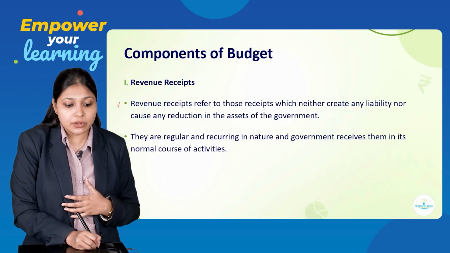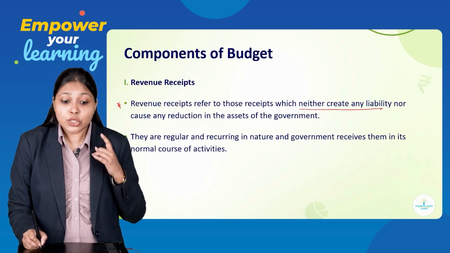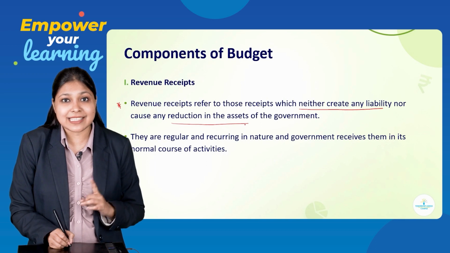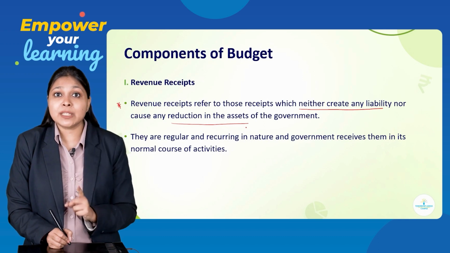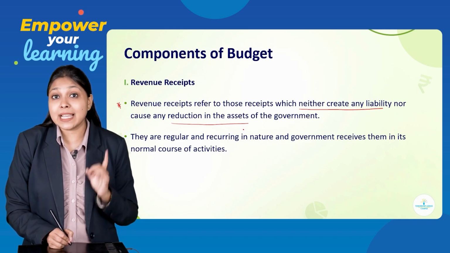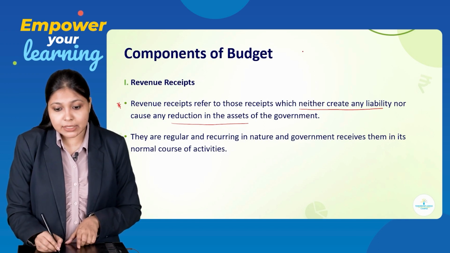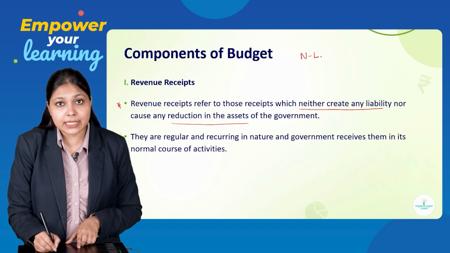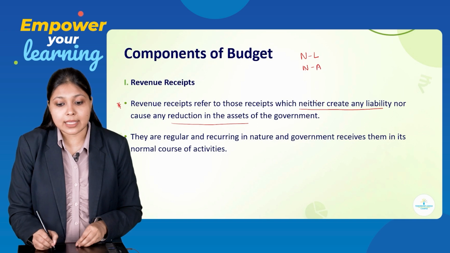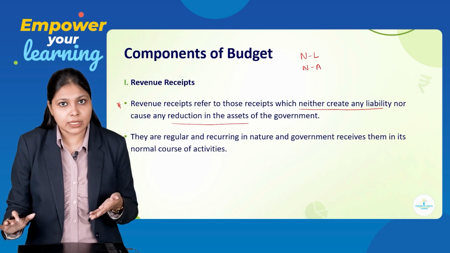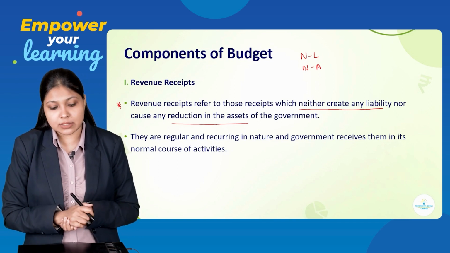So, revenue receipt refers to those receipts which neither create any liability nor cause any reduction in the assets of the government. Very important. What is revenue receipt? Revenue receipt is the income of the government which will not create any liability, neither will it cause any reduction in the assets. So, it will not create any liability for the government, and it will not reduce any asset of the government.